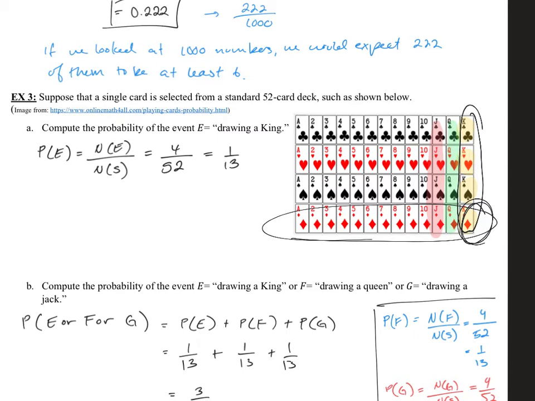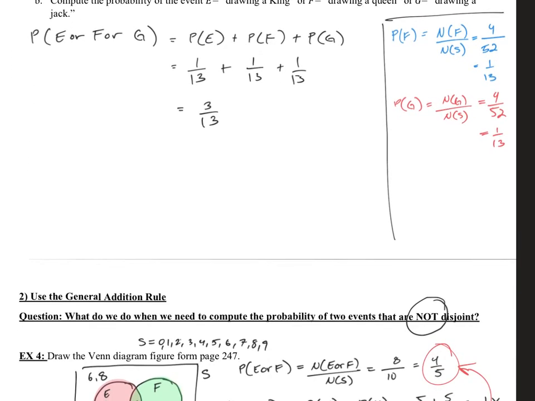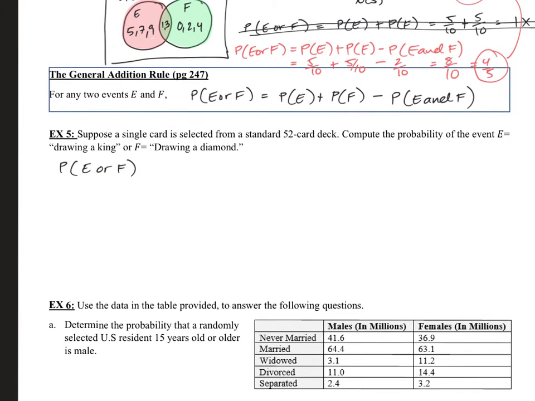Let's see. The probability of E, drawing a king, was 4 out of 52. And the probability of F, which is drawing a diamond, is, let's see how many: 1, 2, 3, 4, 5, 6, 7, 8, 9, 10, 11, 12, 13 cards. 13 out of 52. Let's write that down. We know the probability of E was 4 over 52, and the probability of F was 13 over 52.